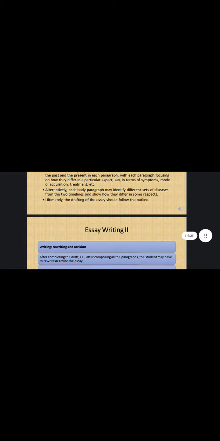So you can take a disease and talk about its mode of infection. Do you get it? Like I've already explained to you. Or you take one disease of the past, you talk about it, and then you take another one of the present time, and you talk about it in the paragraph. It depends on how you go about that.